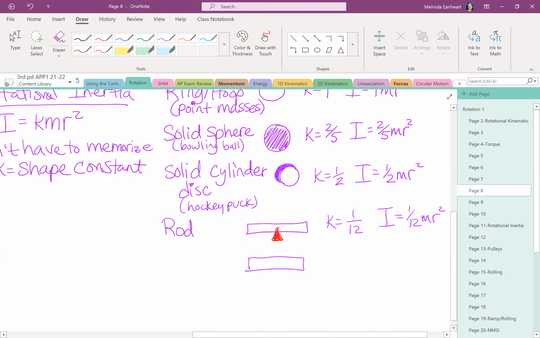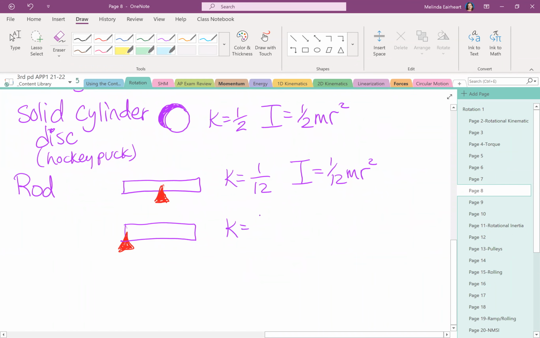Or maybe we rotate the rod about one end. For this one, it would be 1/3. That one you'll probably see more often.